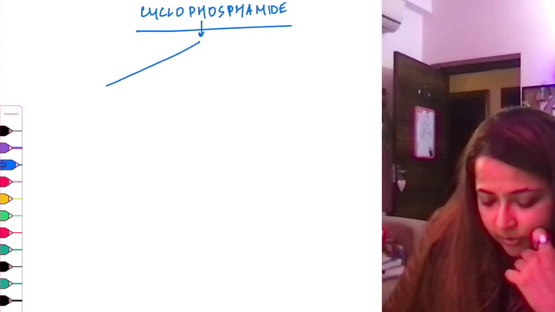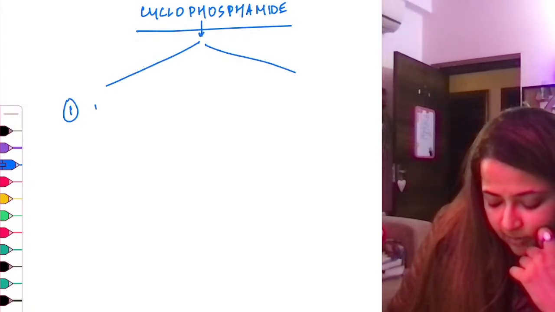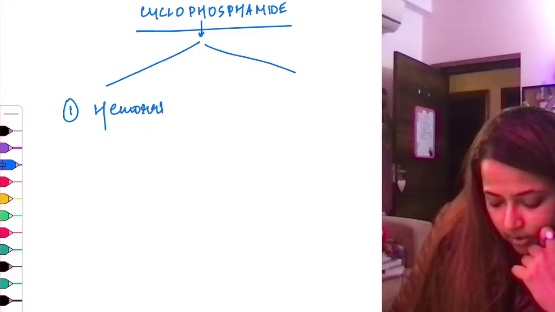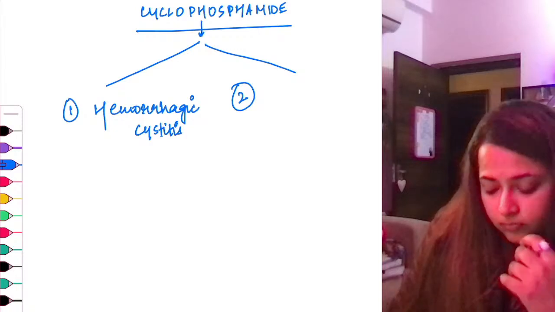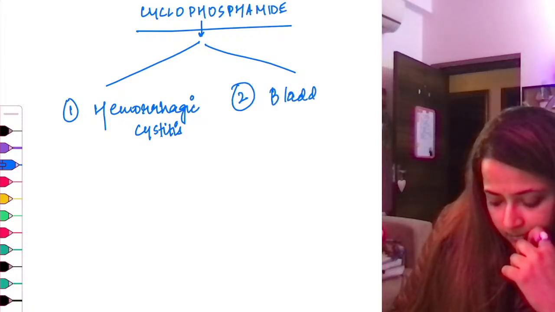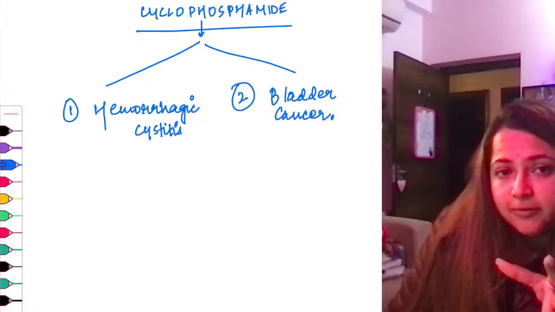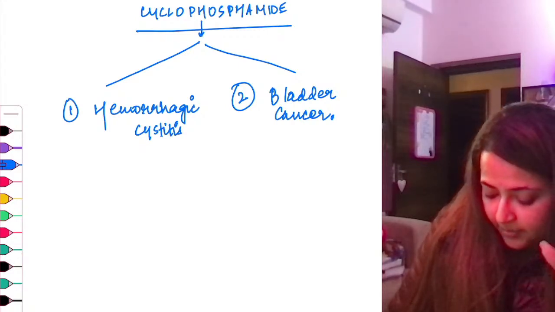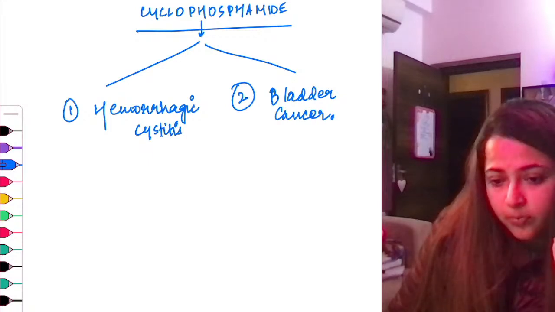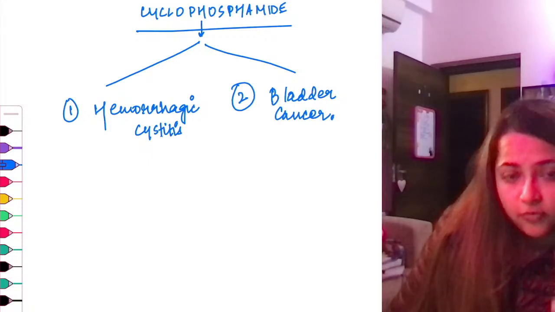Remember, cyclophosphamide could lead to, number one, hemorrhagic cystitis. Very, very high yield. Hemorrhagic cystitis. Second, cyclophosphamide is a drug that could lead to bladder cancer. So you see the irony. Cyclophosphamide, being the anti-cancer agent itself, increases the risk of bladder cancer. Okay. So hemorrhagic cystitis and bladder cancer, these are the two main important side effects of cyclophosphamide.